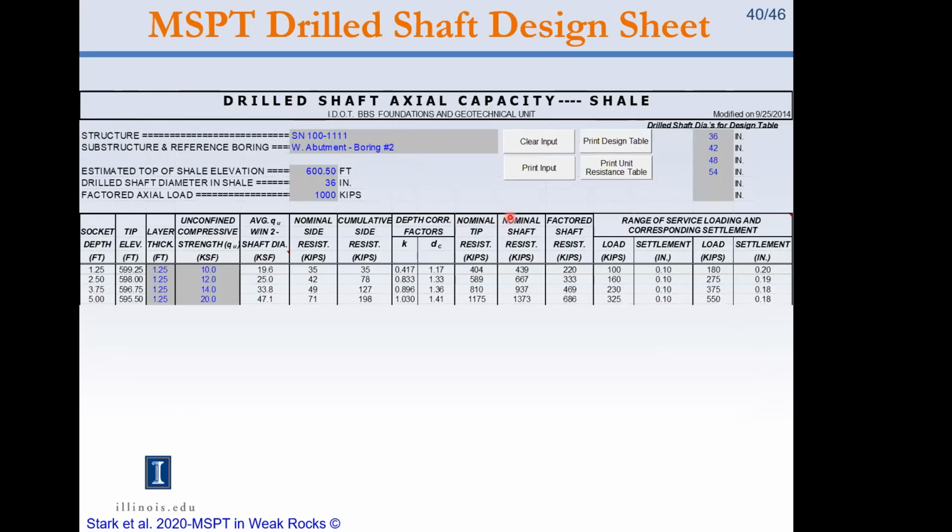And then the next part of the spreadsheet gives you the shaft resistance, factored and unfactored, and it uses those design equations that I just gave you. So here's nominal side resistance, nominal tip resistance based on the relationships as a function of N rate 90. And there's the estimated settlement of the shaft under the surface loading.